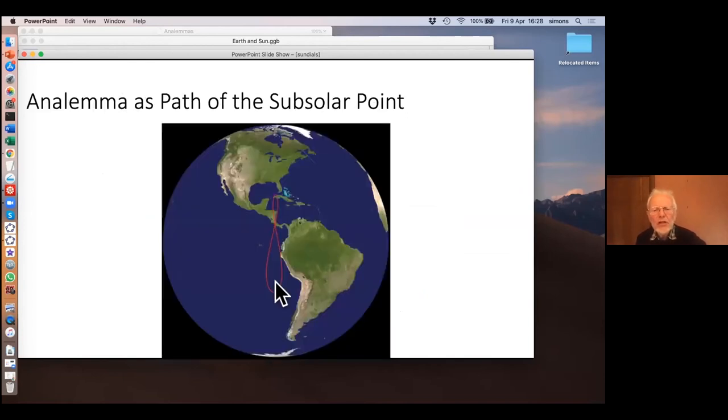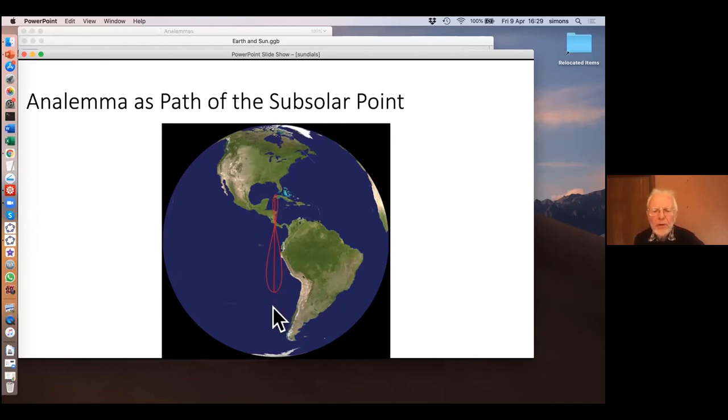So I'm going to use the analemma as the path of the subsolar point rather than as a dot in the sky. And I'm going to ask you this time to forget the map on this picture and just imagine that that's the Greenwich meridian and that this is the analemma at 12 noon. So at 12 noon on the clocks, the subsolar point is somewhere on this curve. At 12 noon on the sundial, of course, it's on the Greenwich meridian.